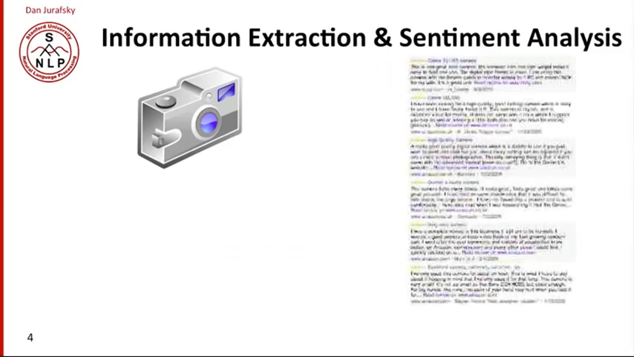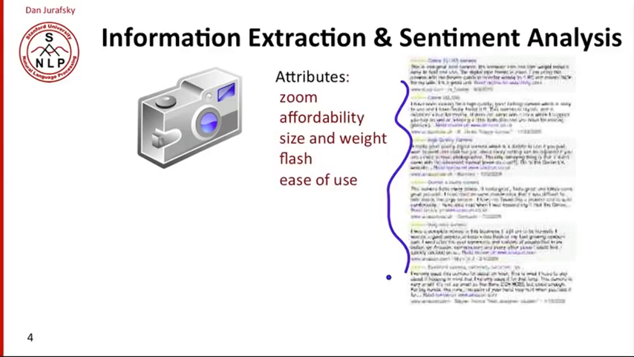Another application of this kind of information extraction involves sentiment analysis. Imagine that you're interested in cameras and you're reading a lot of reviews of cameras on the web. So here's a bunch of reviews. We'd like to automatically determine from the reviews that what people care about in cameras are particular attributes. If they're buying a camera, they want to know if it has good zoom or affordability or size and weight. So we want to automatically determine those attributes.